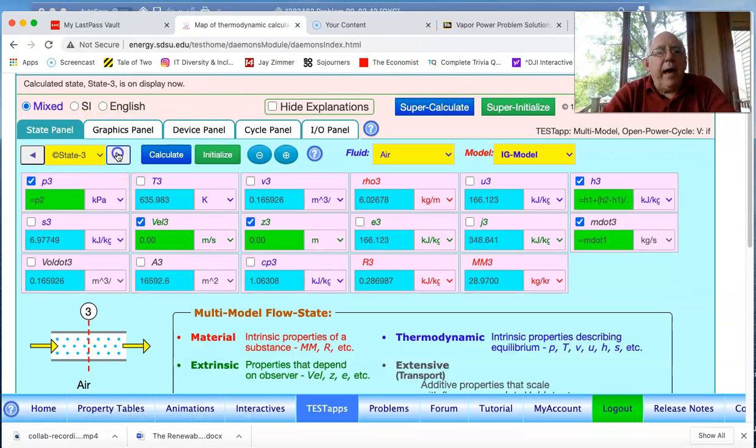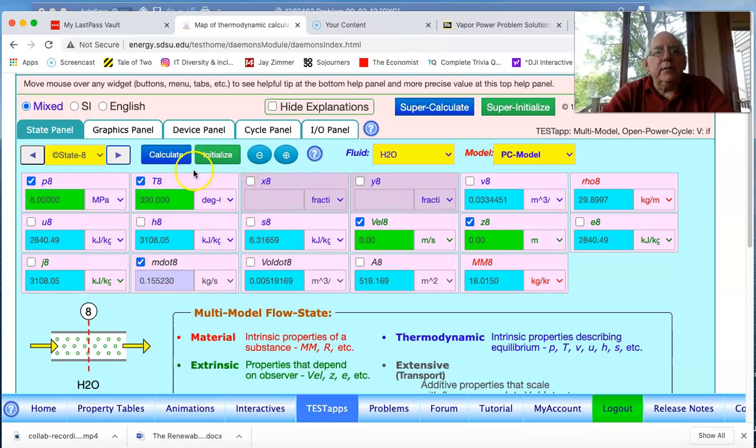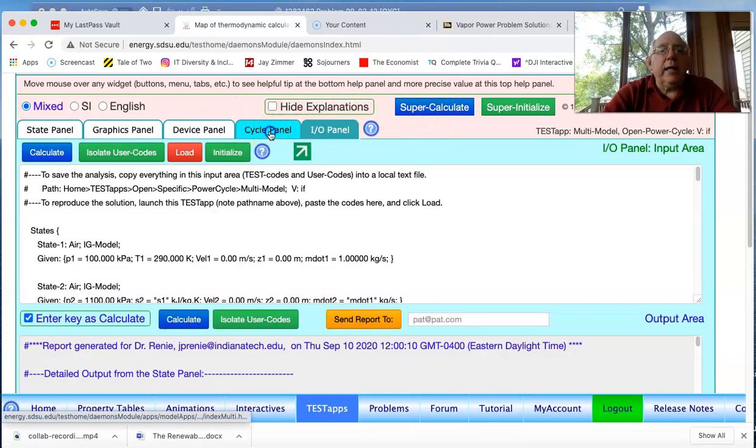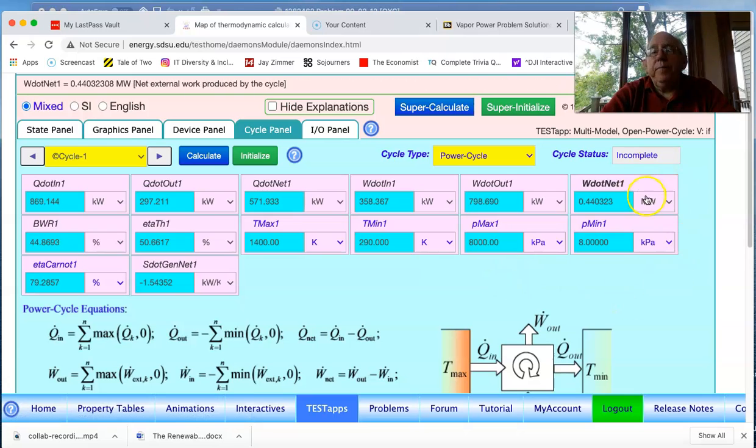and I can go back to where it generates the MDOT for 8, and we now see that should have gone up. Let's see what happened. Okay, I'm going to go back. I'm going to do a super calculate. Upon super calculating, if I look at the cycle panel, the cycle panel should represent a higher value there.